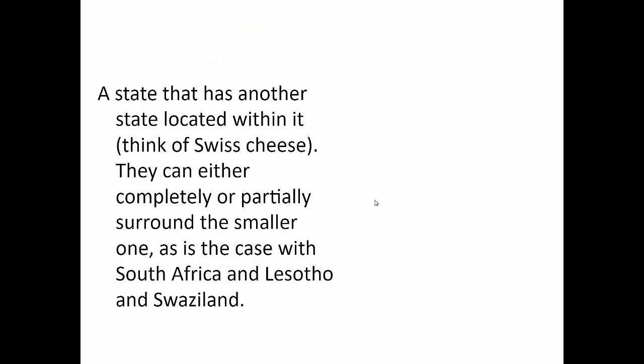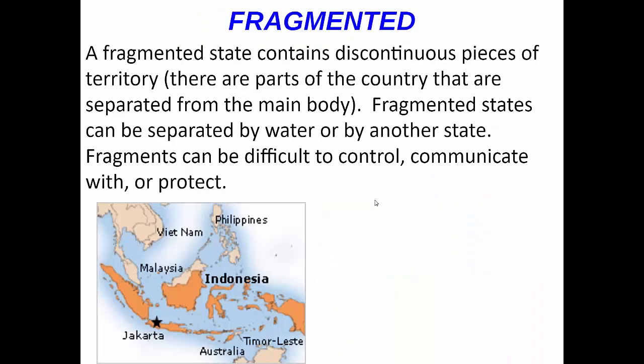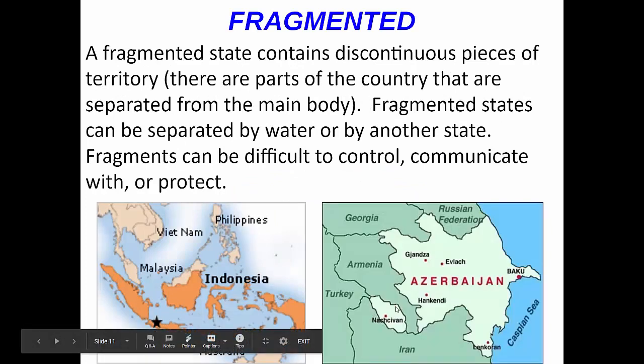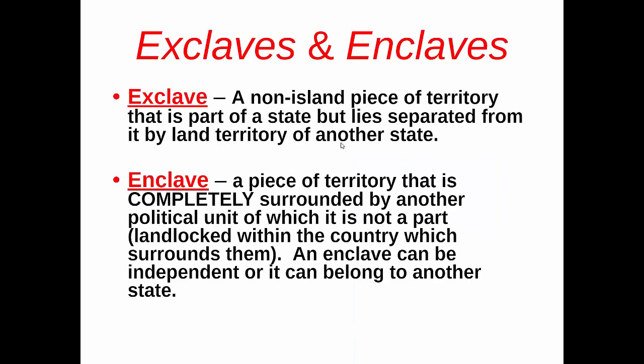That example of Azerbaijan that I gave just a little bit earlier is a good example as well. There it is, right? That piece right there would definitely fit as well as an exclave of Azerbaijan. Okay? An enclave is a piece of territory that is completely surrounded by another political unit of which it is not a part. It is landlocked within a country that surrounds it. An enclave can either be independent or it can belong to another state.